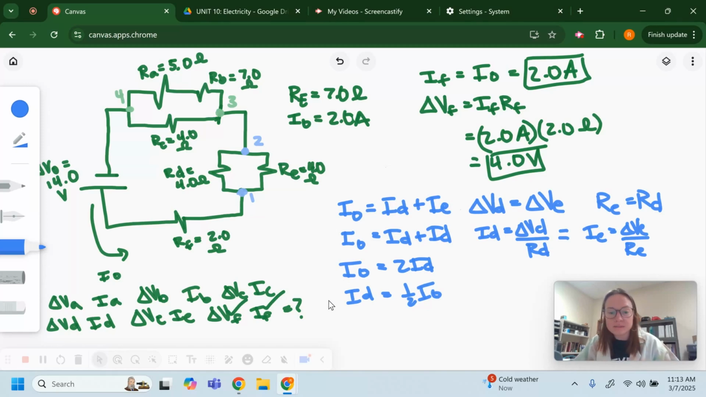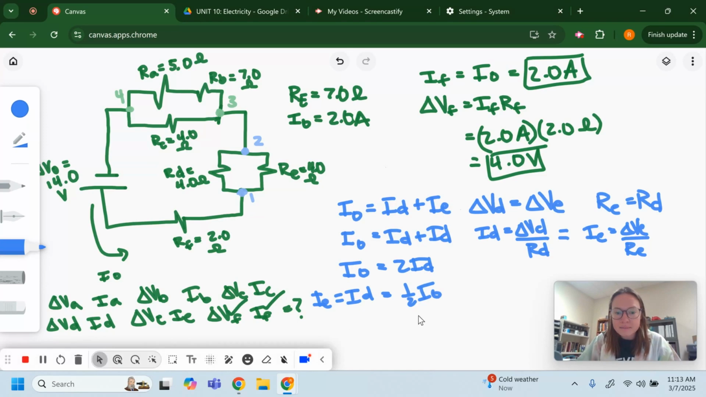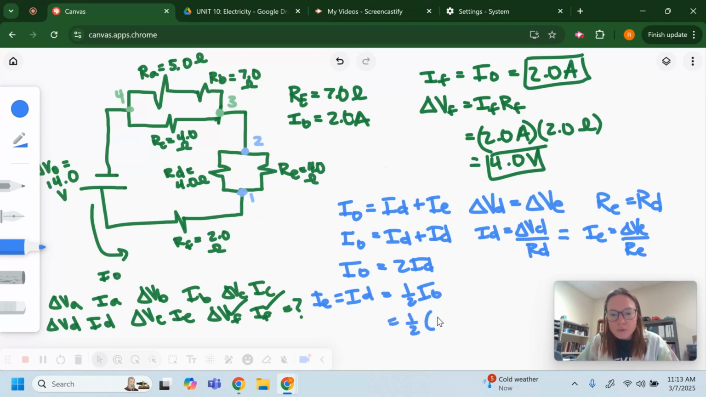Now this should make some sense to you. We know that this is both equal to IE here. Actually, I'm going to plug in numbers and then I'll talk about why it makes sense. When we plug in numbers here, we get 1/2 times 2 amps. 1/2 times 2 amps is, of course, 1 amp. And so we see that the current through IE and the current through ID are both going to be 1 amp.